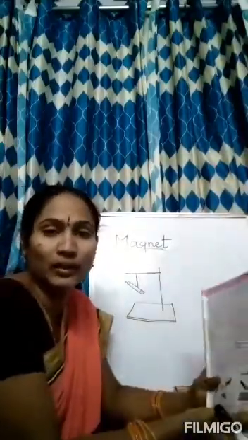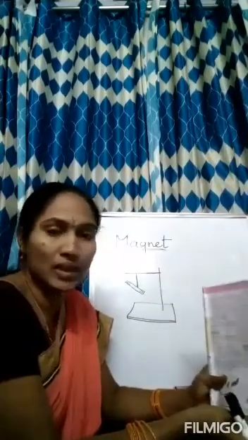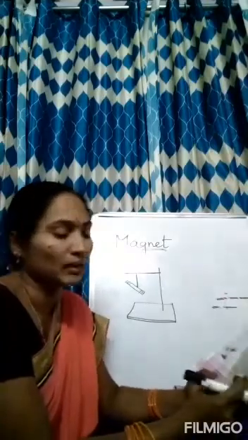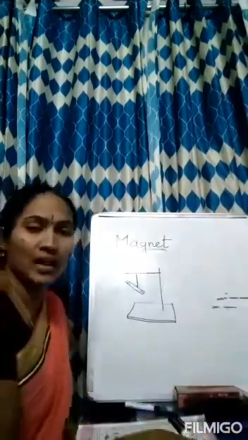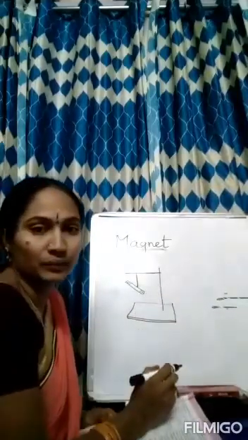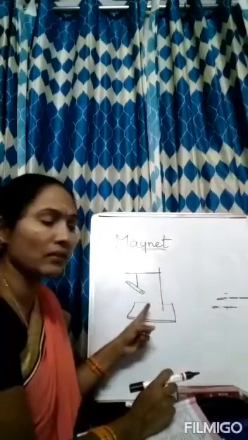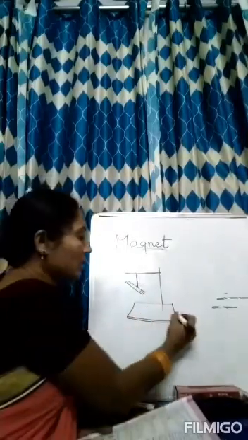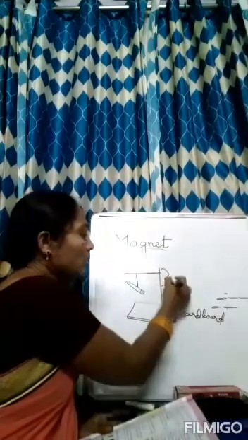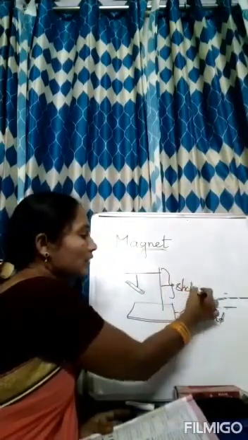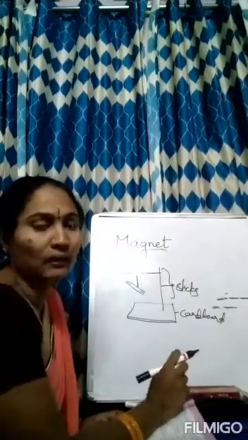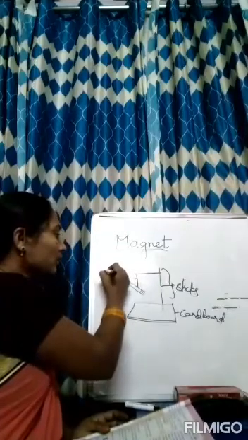For this you need a bar magnet. This activity you have to do at home. It's very easy. You have to take a stand, or take some sticks and make a stand like this using 2 sticks and 1 cardboard. This is the cardboard and these 2 are wooden sticks. To this stick you have to tie the magnet with the help of a thread. This is the thread.